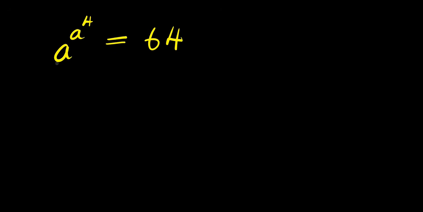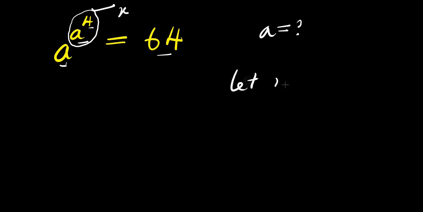Hello, how to solve a to the power of a to the power of 4 equals 64. We are solving for the value of a that satisfies this equation. We are using two different methods. The first method will be for us to simply replace this a power of 4 with a variable. In this case, we can use x. So we have, let x equals a power 4.